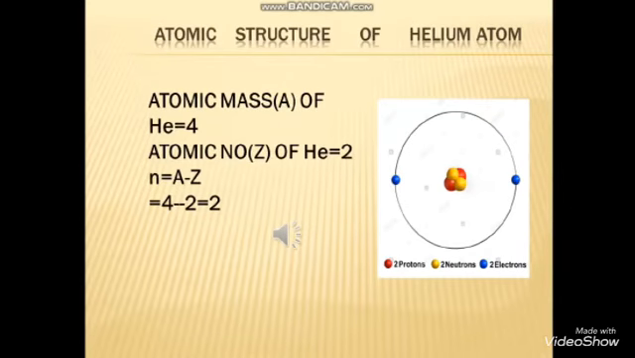The second element of period 1 is helium. The atomic mass of helium is 4. The atomic number of helium is 2. The helium atom contains 2 protons, 2 neutrons and 2 electrons. Bohr also said that the lower shell must be completely filled before electrons can be added to the next shell.